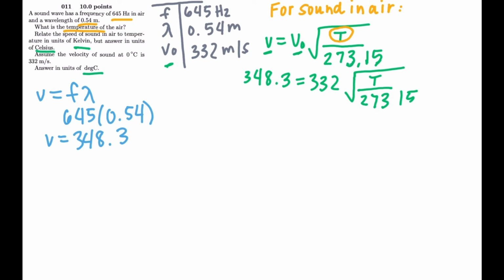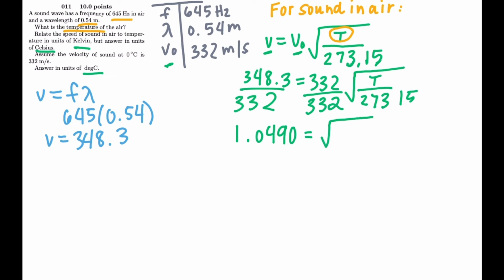First thing we're going to do, we're trying to isolate the variable, so we need to get rid of a constant. In this case, it's 332. So divide both sides by 332, and that should give us 1.0490. I'm sorry, if I don't press hard enough, then the decimal point won't show up.